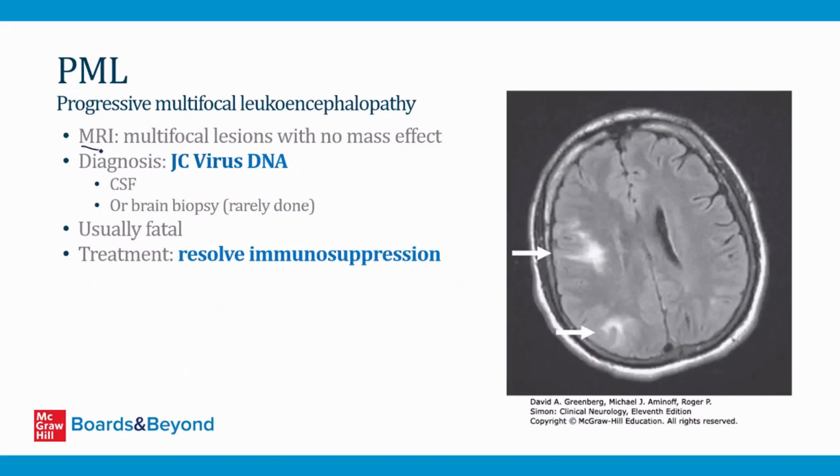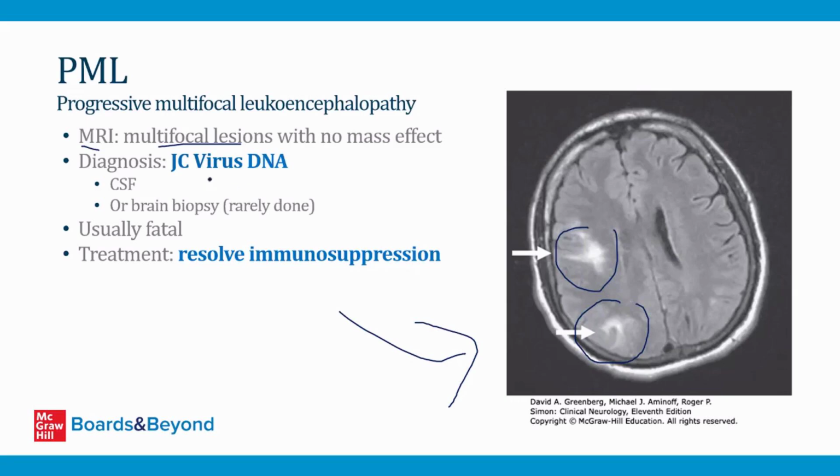The MRI findings in PML are basically just patchy, multifocal lesions without mass effect. This is a picture of what it can look like on the slide here. These white regions indicated by the arrows are regions of demyelination in the central nervous system, and there's no mass effect because these areas just represent demyelination. They aren't masses growing in the brain.